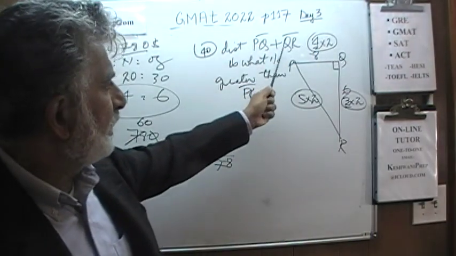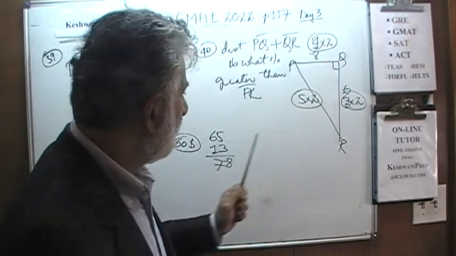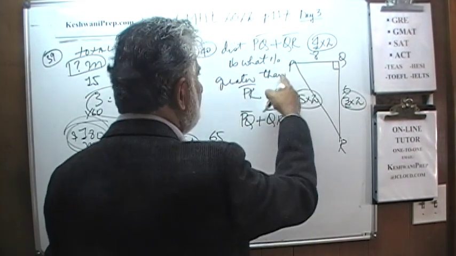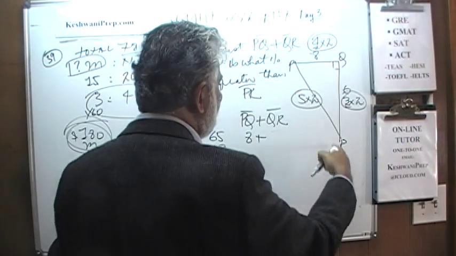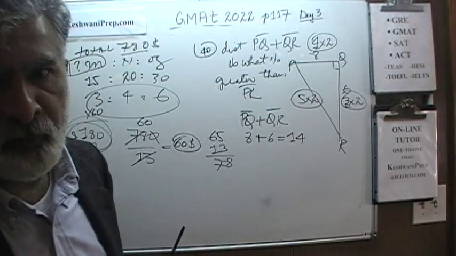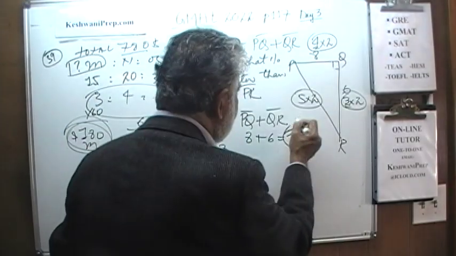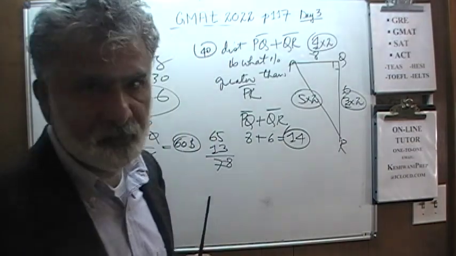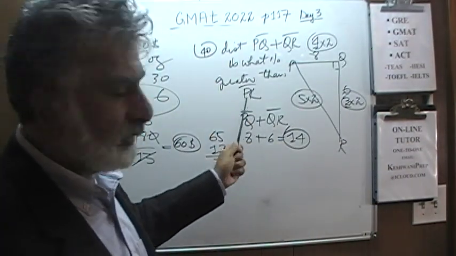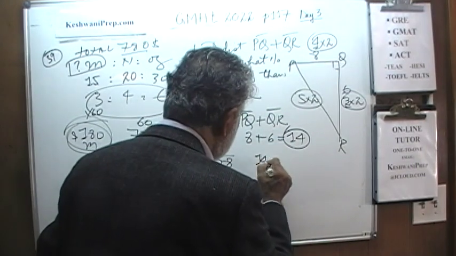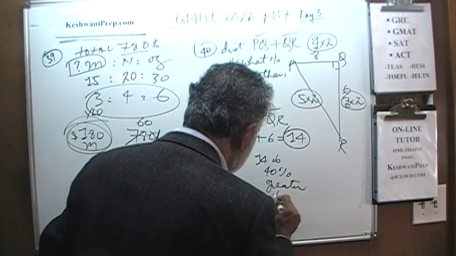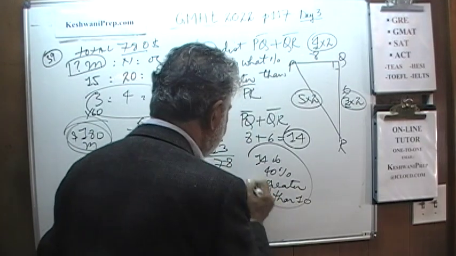So if you go from P to Q and Q to R, P to Q is 8, Q to R is 6, we're going to end up traveling 14 miles as opposed to taking the direct route, which is 10 miles. So the question simply now is, 14 is what percentage greater than 10? 14 is 40% greater than 10. Of course.